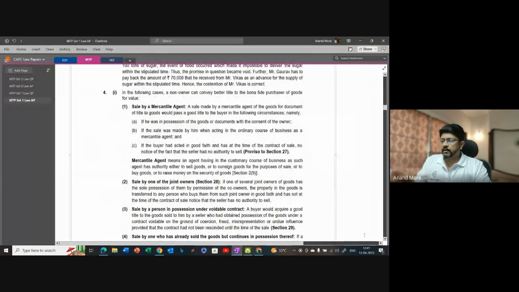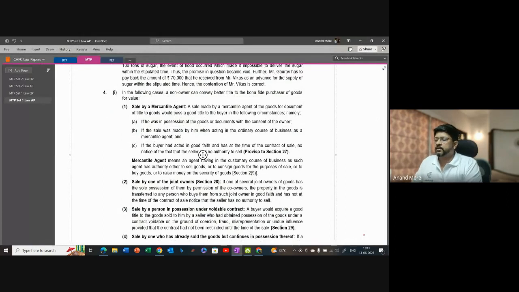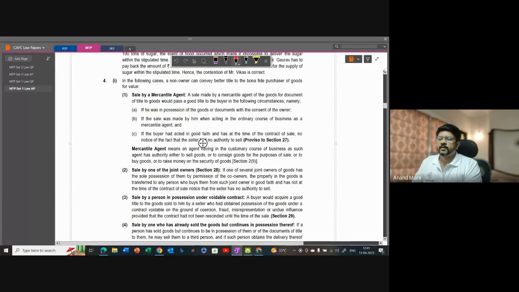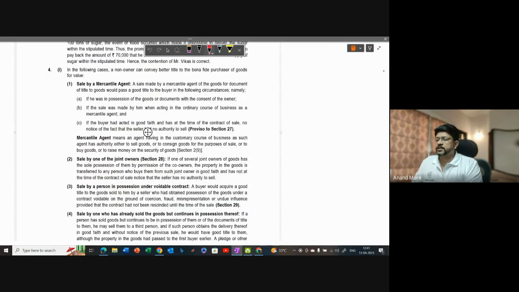You can check it, sale by mercantile agent. They have given even this particular part. He was in possession of the goods or documents with the consent of the owner. That means the mercantile agent is having goods which are not stolen from the owner. The sale was made by him when acting in the ordinary course of business as a mercantile agent and the buyer has acted in good faith. Anyway, the question itself is telling that the buyer is acting in a bona fide situation.